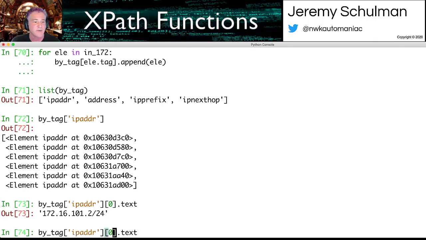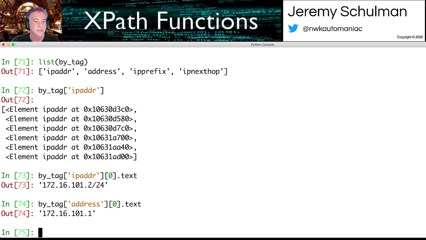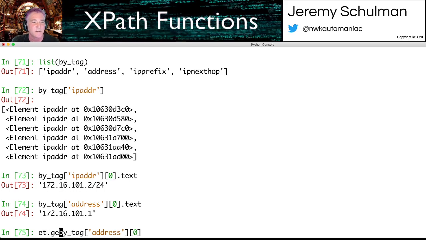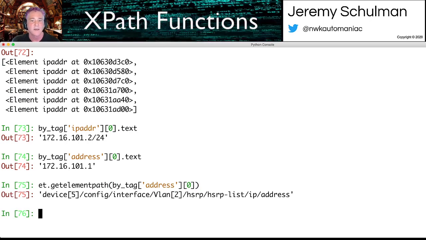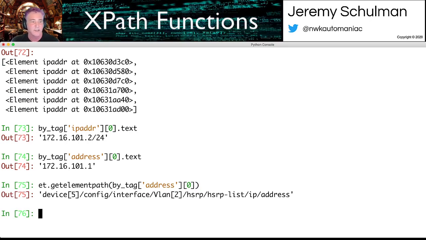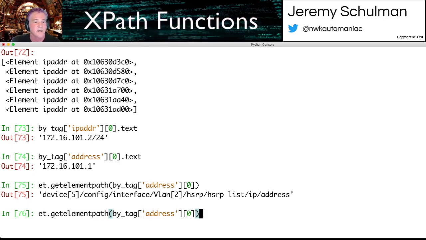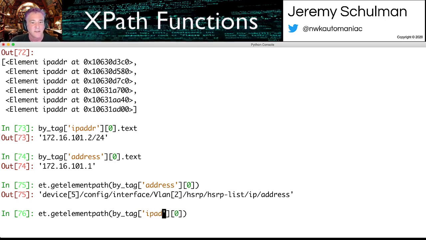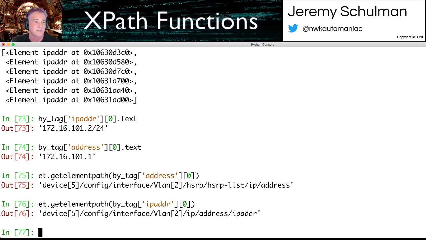And let's see what address is. Okay, that's interesting. So at this point, I'm going to see what this is, get element path. All right, so this happens to be something that was found in a VLAN HSRP list. That's kind of interesting. Let's see what IP addrs are, IP addr. Okay, so those are actually configs. That's interesting.